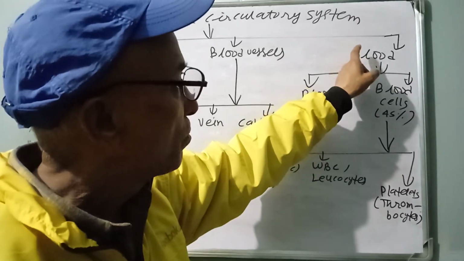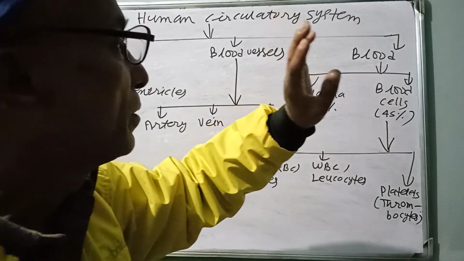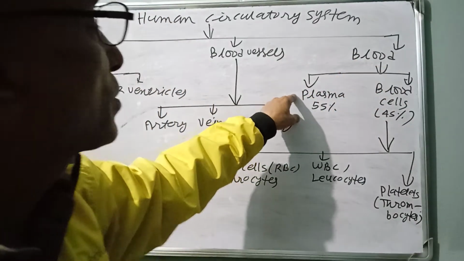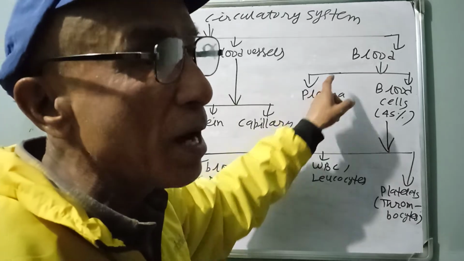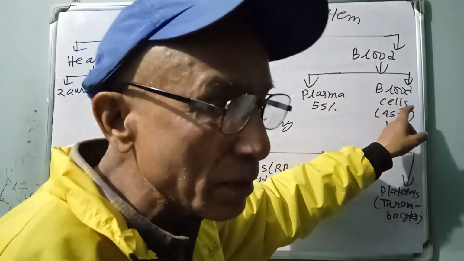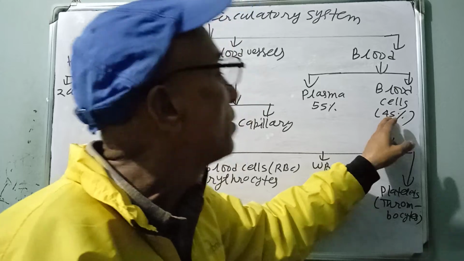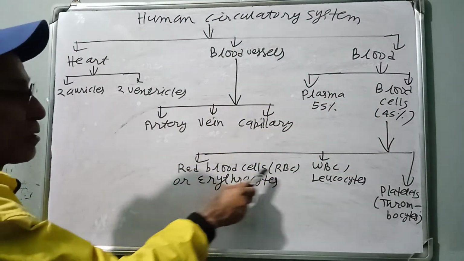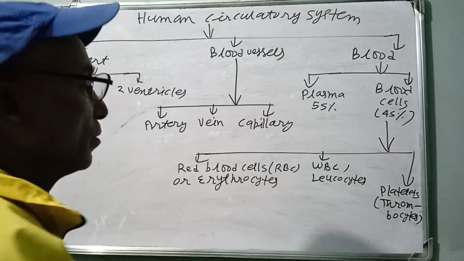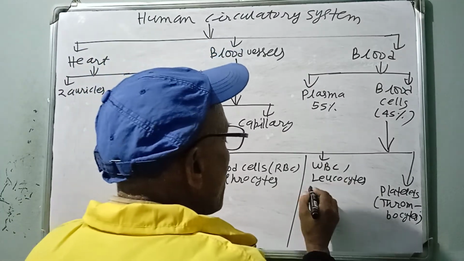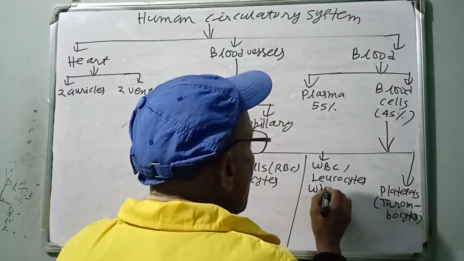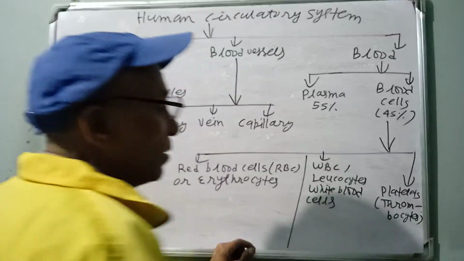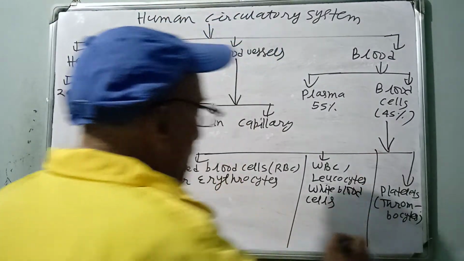Blood. The blood is the liquid connective tissue or fluid connective tissue. It is mainly composed of two parts: plasma 55%, blood cells or blood corpuscles 45%. Blood cells are of three types: red blood cells RBC, white blood cells, and platelets or thrombocytes.